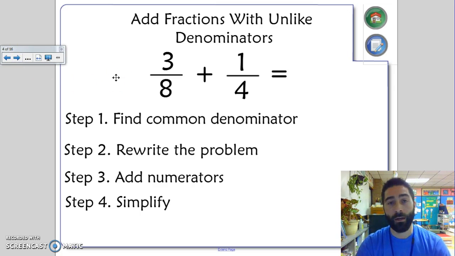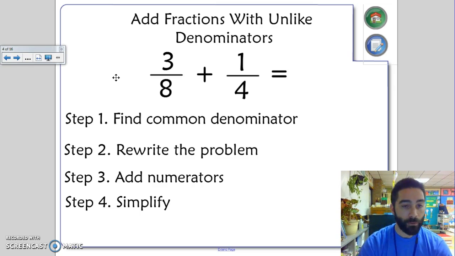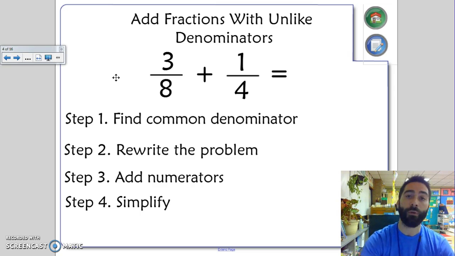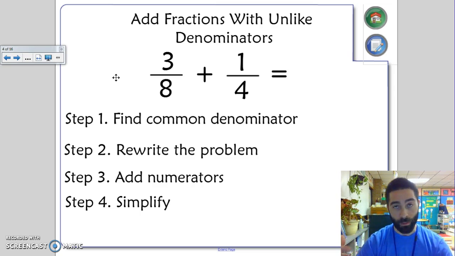So looking at this problem of 3/8 plus 1/4, if we were going to add these two fractions together, you would need to follow these steps. And notice this is not a notes page, so do not write this into your notebook. You will be writing something like this later on. So first step would be finding the common denominator between 3/8 and 1/4. Noticing these denominators are not the same, we have to find the common denominator, so that way they are the same. The second step is rewriting the problem, so that way we now have brand new fractions to look at.